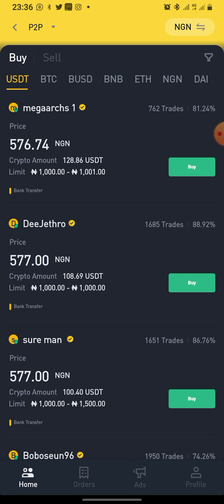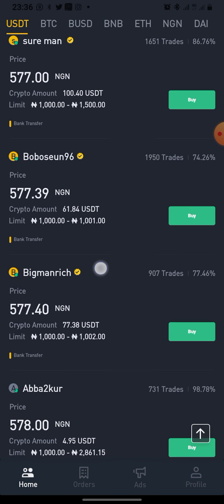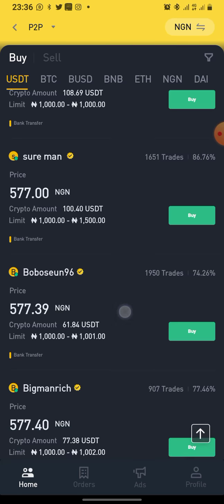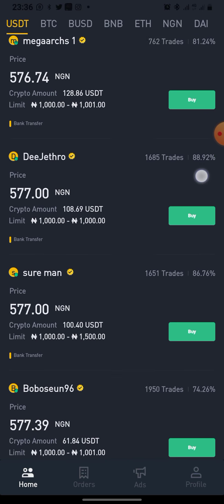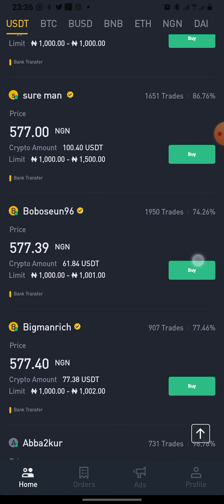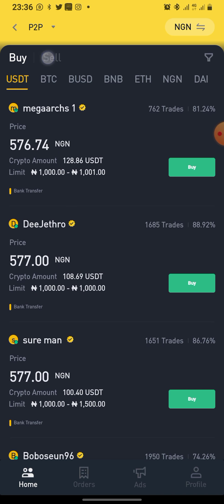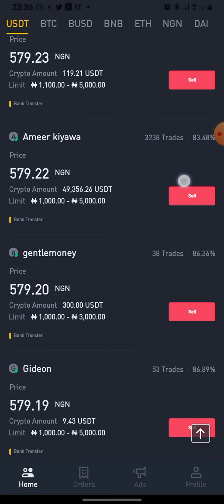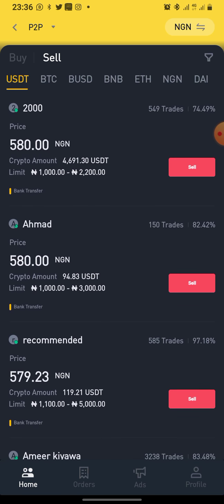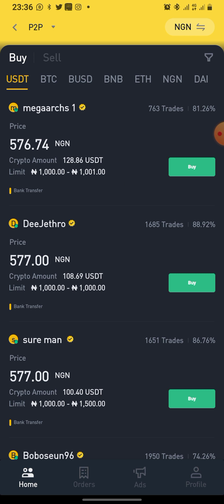All right. So quickly, there are two platforms you want to know. There is the buy platform, which is this part that has the buy icons in green, and then there is the sell icon also. And you can see sell all in red here. So quickly, let me just show us what it looks like to buy and what it looks like to sell.